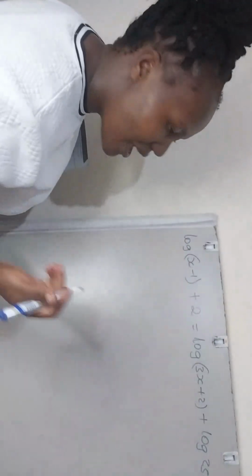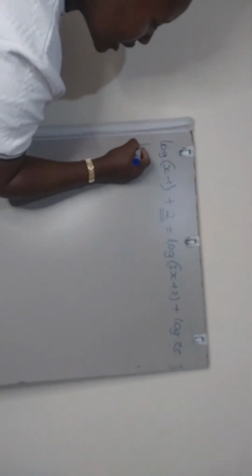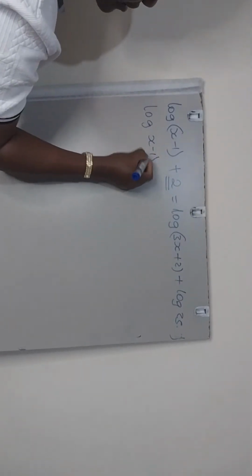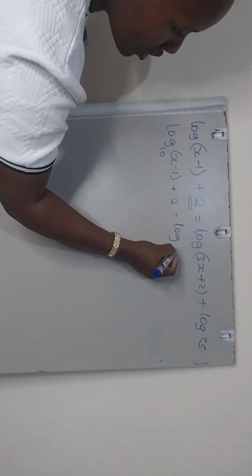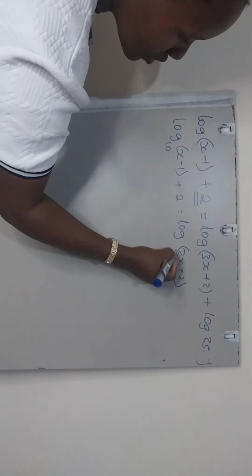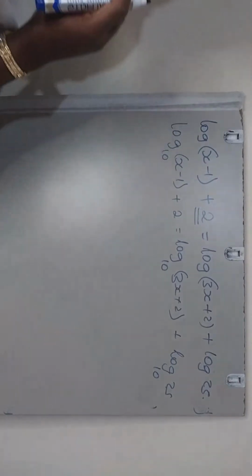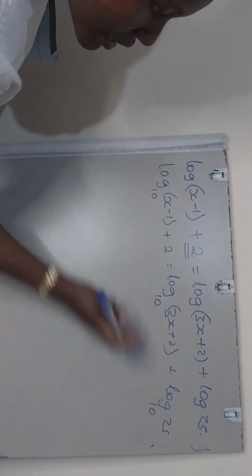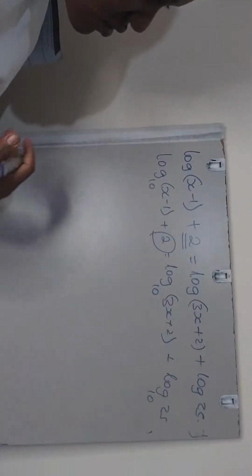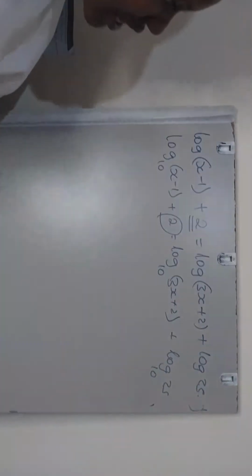Why am I introducing that? Because we have a number here. So let us rewrite this question. It will be log(x minus 1) to base 10 plus 2 is equals to log(3x plus 2) to base 10 plus log 25 to base 10. All these logs have a base, but we have a number here which is bare, with no log or base. We can choose to use the log and the base 10 because it is what the others have.